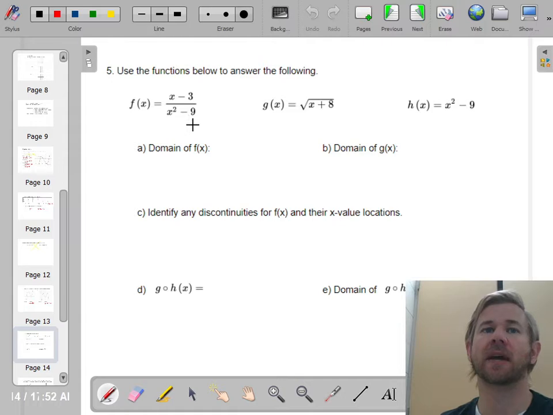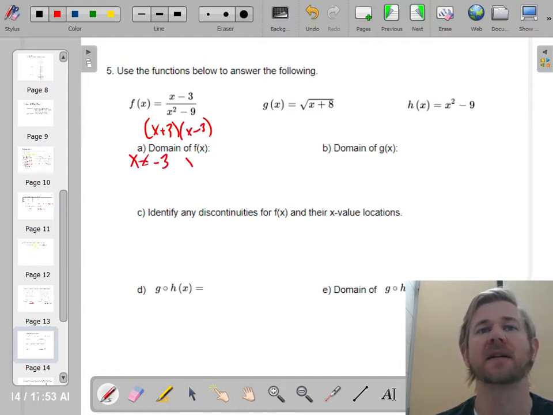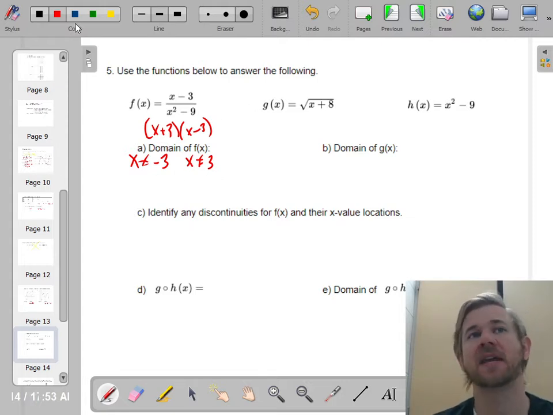Domain of f of x. Okay, so we're going to find some composite functions and find some domains here. So domain of f of x, you look at f of x, that's right here. You're like, well, the denominator can't be 0. So if you factor the denominator, you get x plus 3, x minus 3, which means x cannot be negative 3 and x cannot be positive 3. Everything else is fine. The denominator just can't be 0.